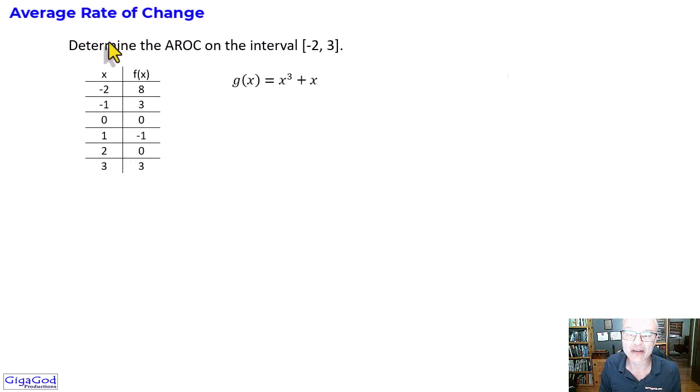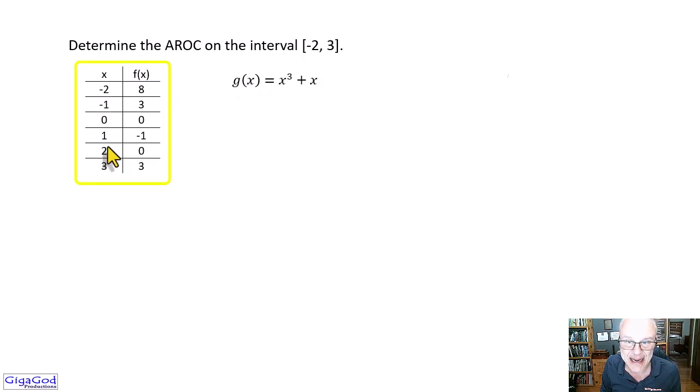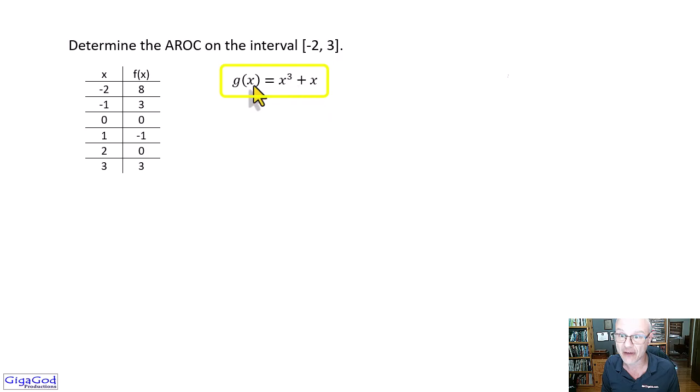So we're going to calculate the average rate of change, otherwise known as slope, on the interval from -2 to 3 for 2 different functions. Our first function is in a table form where you have x's in the first column, y values in the second. And then our second function is just written as a formula in function form. So let's figure out how you calculate the average rate of change in these 2 different formats.